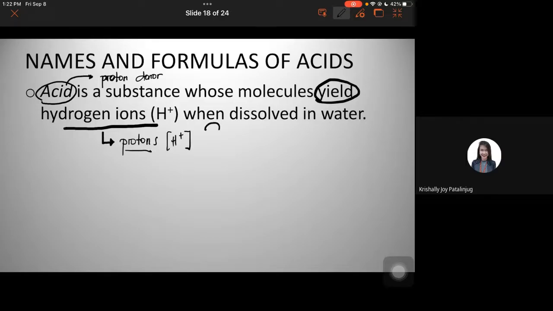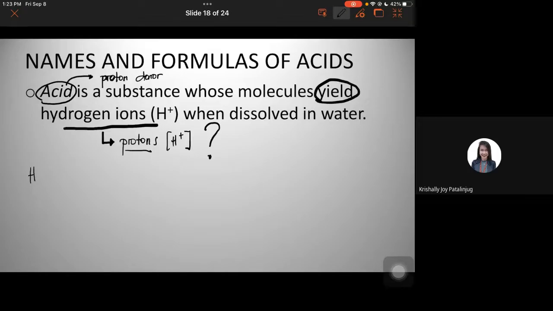Now let's try to find out why hydrogen ions are also referred to as protons. Let's go back to the information about the atomic structure of hydrogen. Recall that hydrogen has three isotopes. I told you that the hydrogen atom has three isotopes.